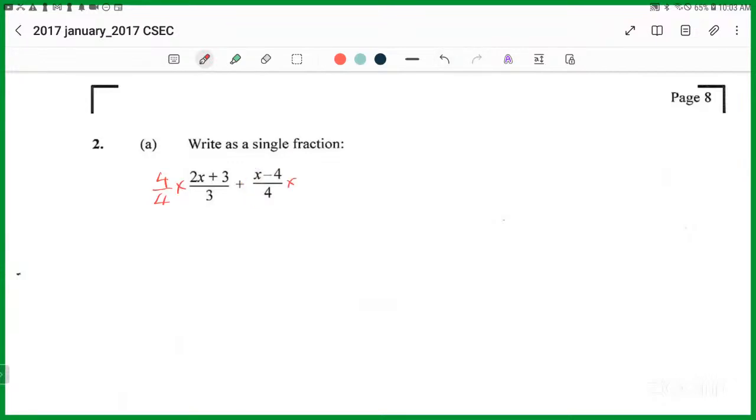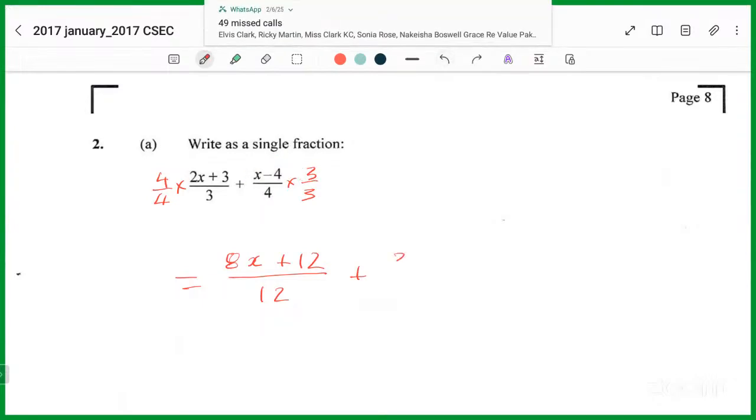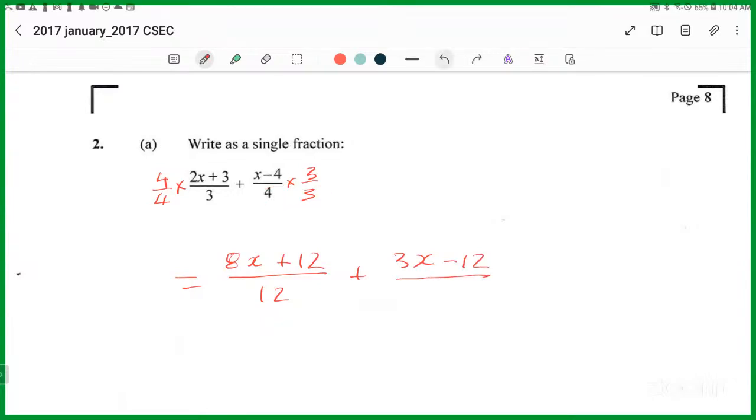All right, so then it becomes equal to 4 times this numerator. So it's 4 times the 2x is 8x, plus 4 times this 3 is 12, over this 4 times 3 is 12. You're adding 3 times this numerator, which is 3 times x, which is 3x, and 3 times -4 is -12. You're dividing that by the 4 times 3 here, which is also 12.